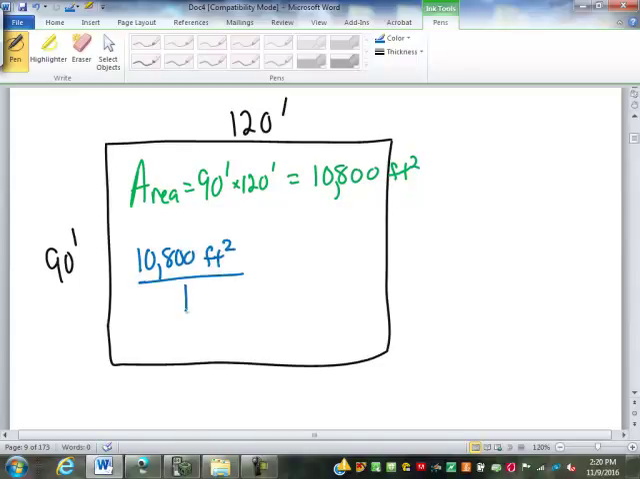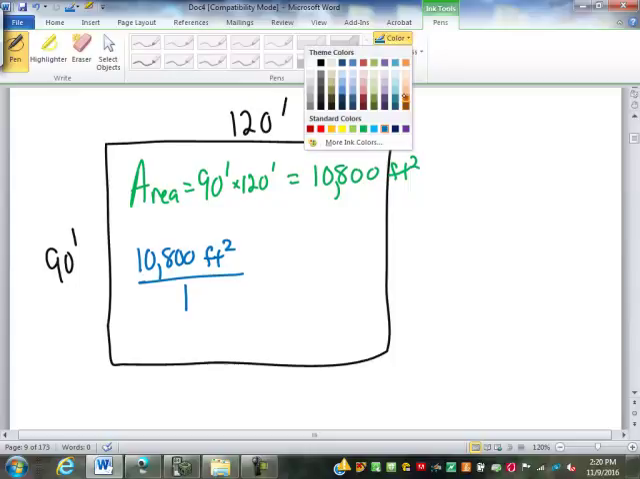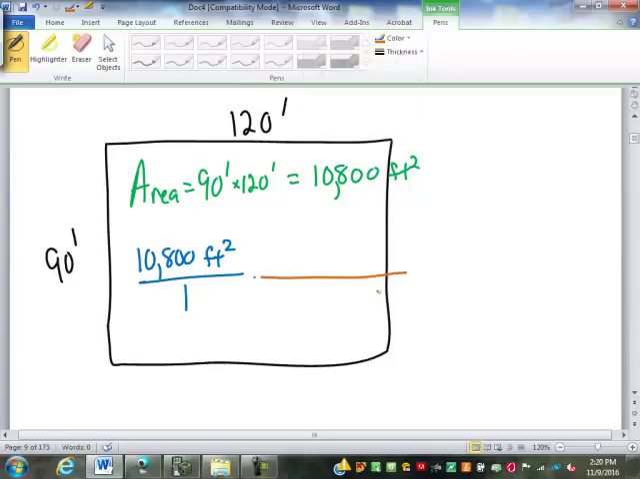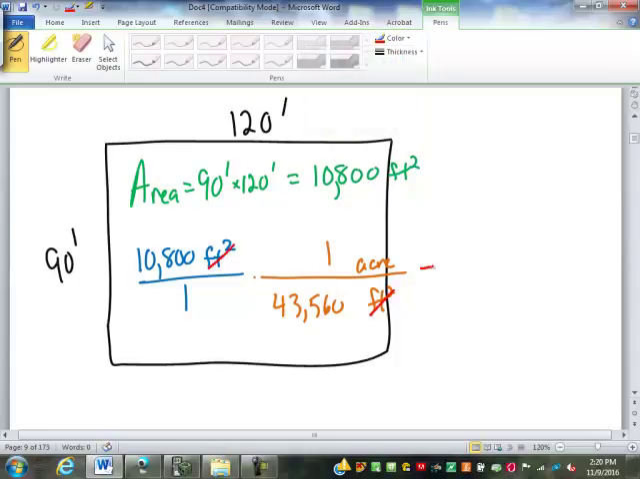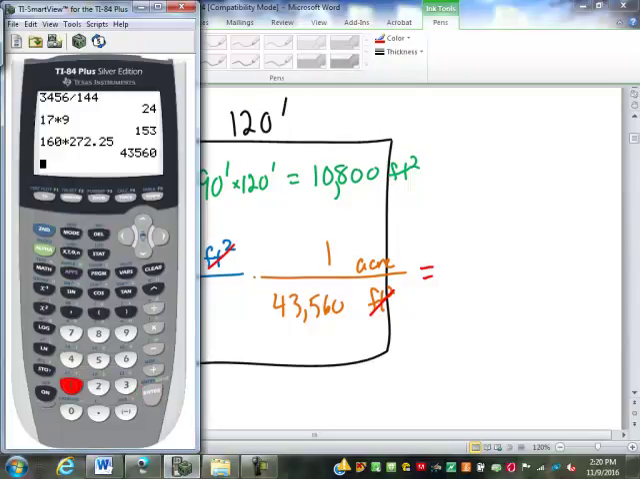Well, 10,800 square feet, we'll put it over 1. Square feet on bottom, acres on top. 1 acre is 43,560 square feet, so the square feet cancel out. Since the 43,560 is on bottom, it's telling us we're going to divide. So we've got 10,800 divided by 43,560.